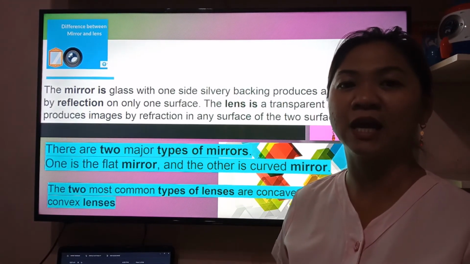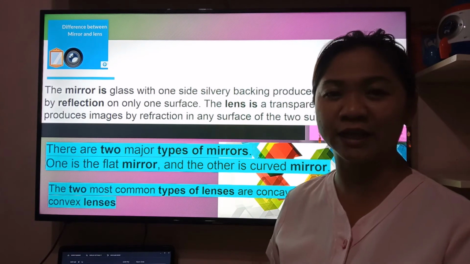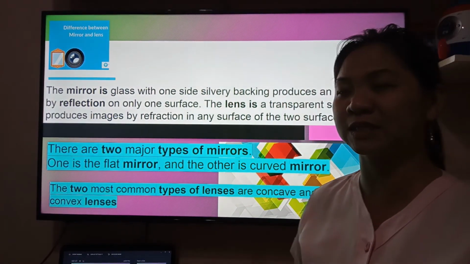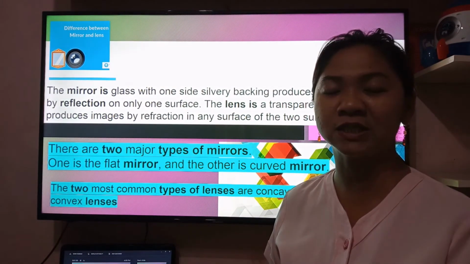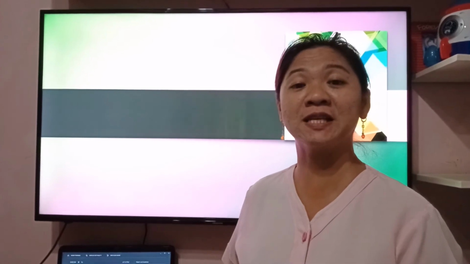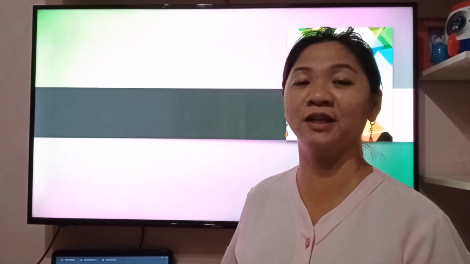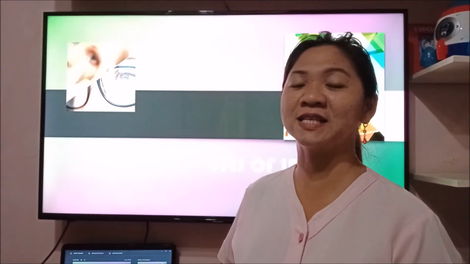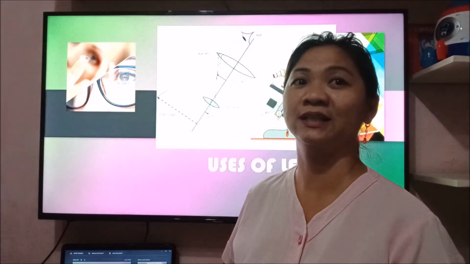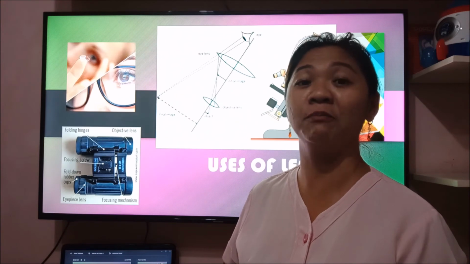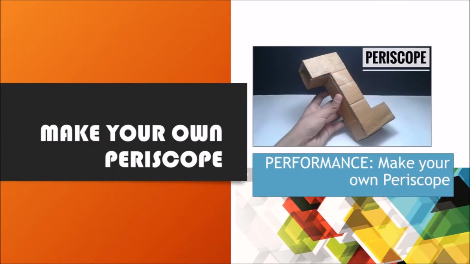Concave lenses diverge light rays, while convex lenses converge refracted light rays. Optical devices that use lenses, on the other hand, include the magnifying glass, the camera, eyeglasses or contact lenses, the microscope, and binoculars and telescope.